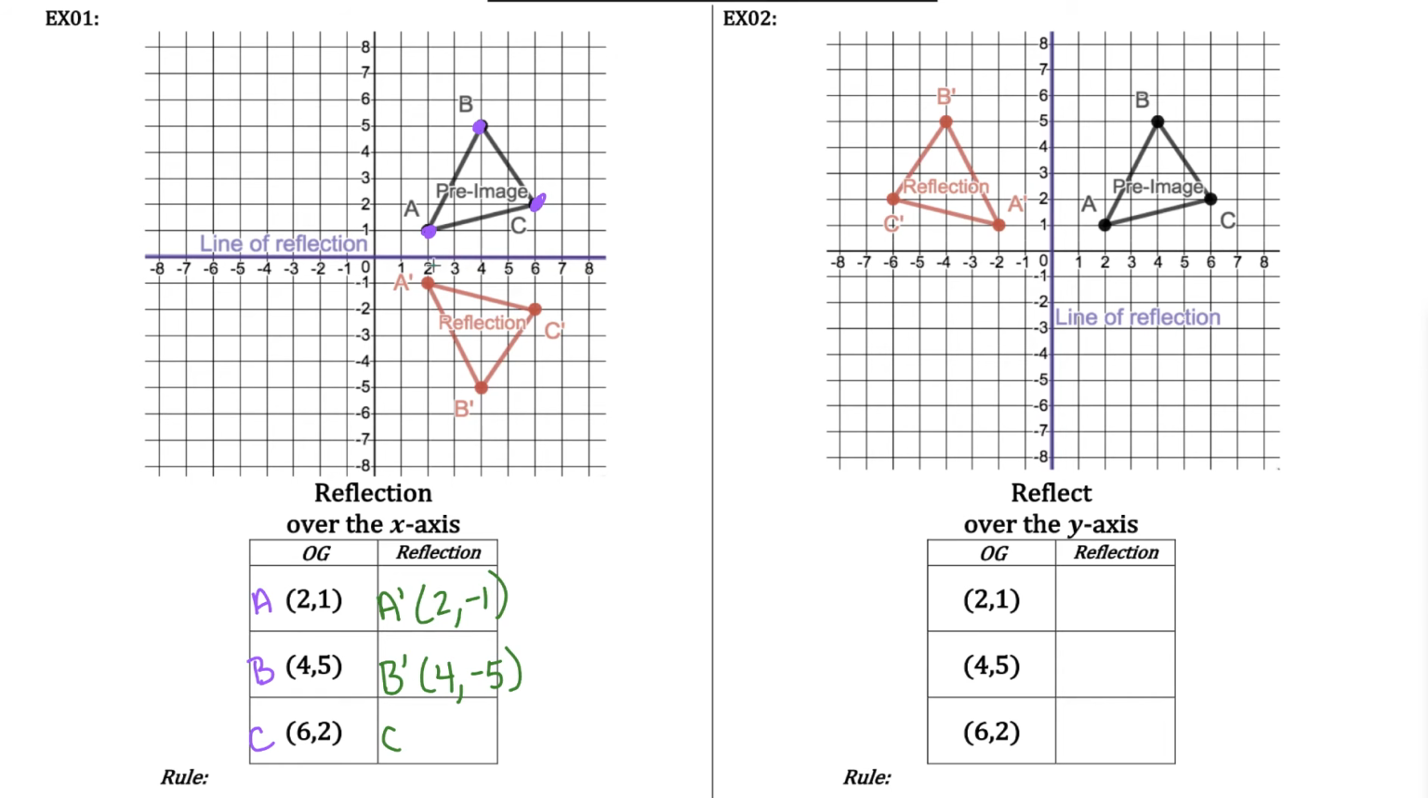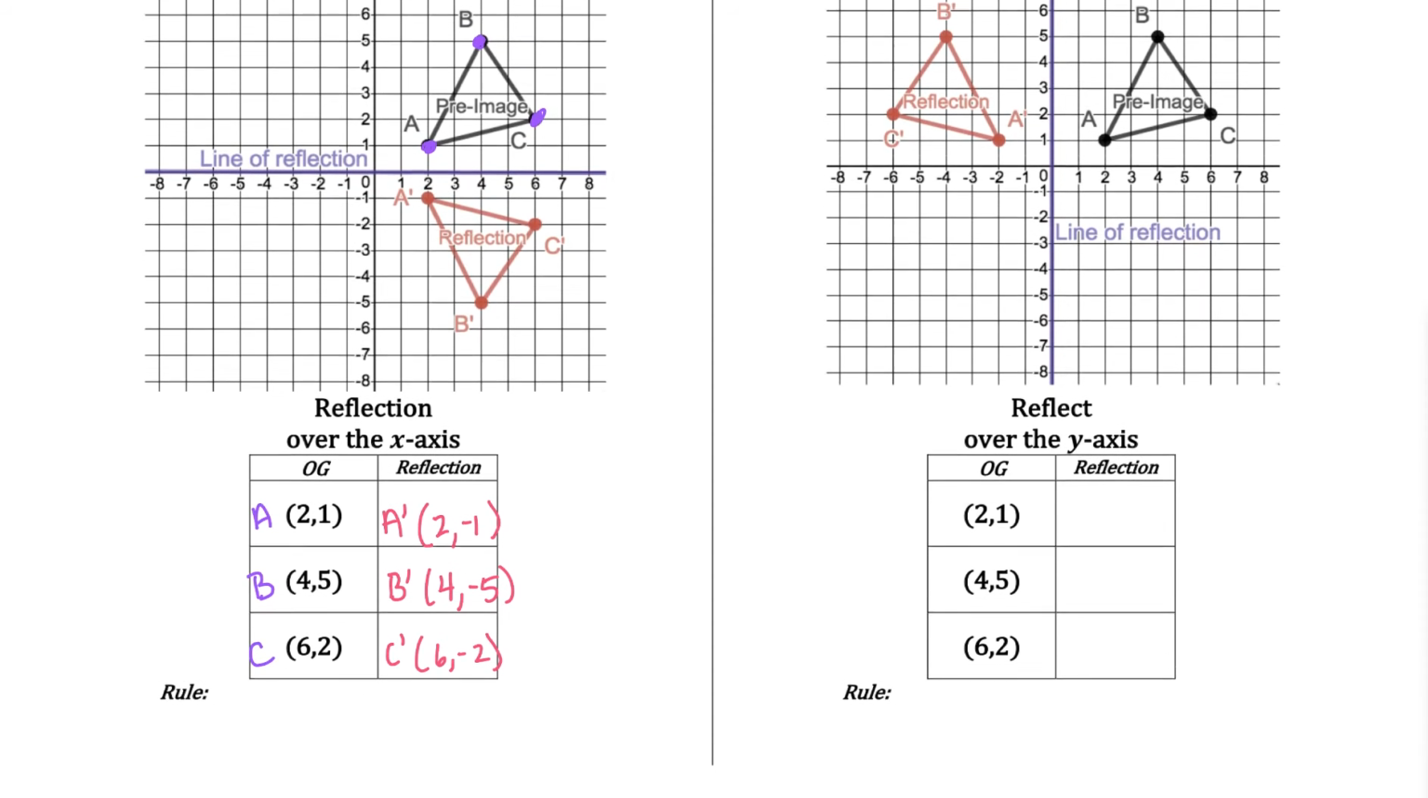And C prime, well, you know what? I don't know why I'm doing this color. It's already red, so I'm gonna make it red. So A prime was 2, -1. B prime is 4, -5. And C prime is 6, -2. Cool. So let's try to figure out what happened.